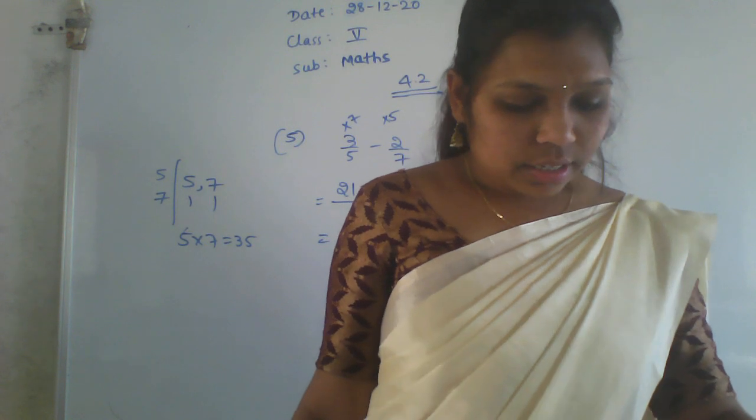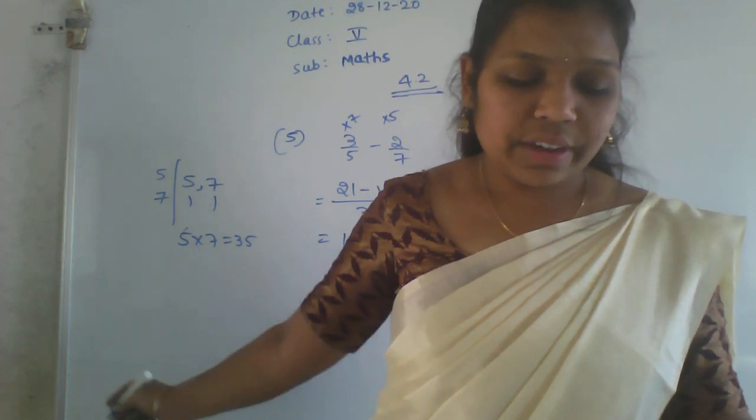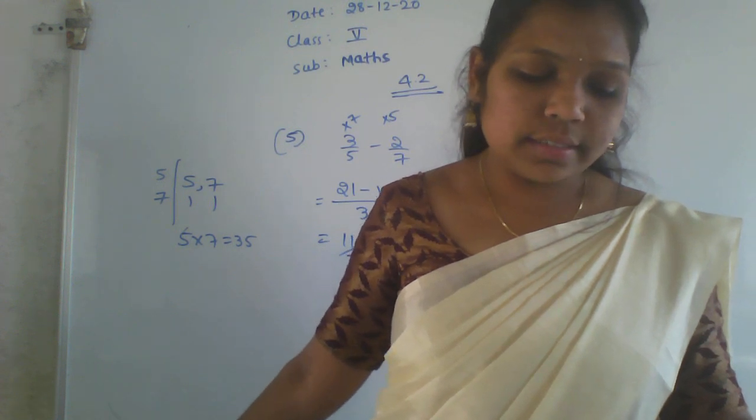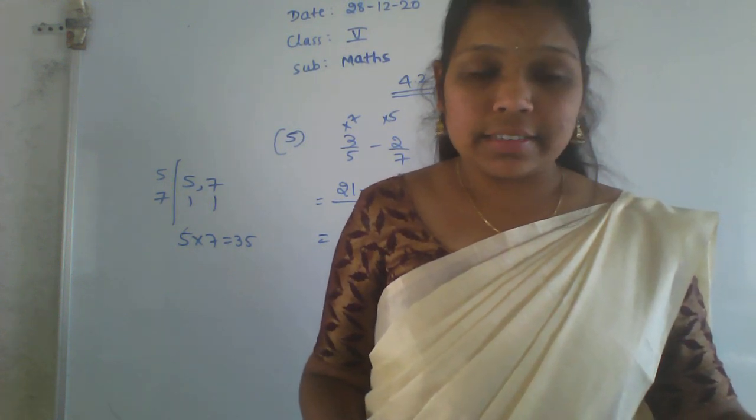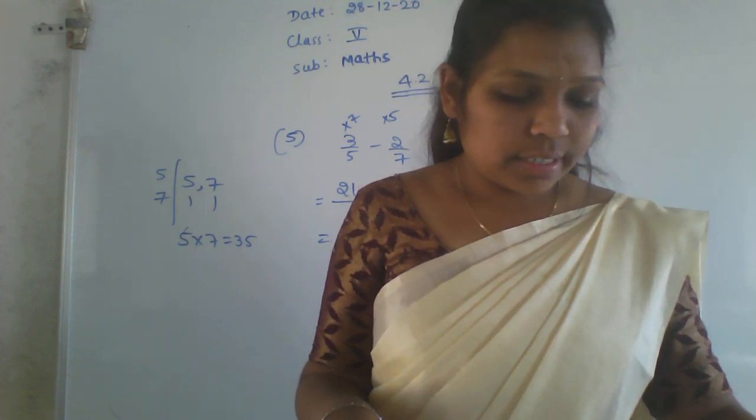How much more butter is required than the baking powder they asked. So 11 by 35 teaspoon more butter is required than the baking powder. That is the answer. Okay. Let's go for the sixth one.